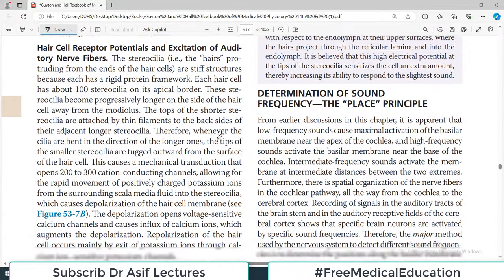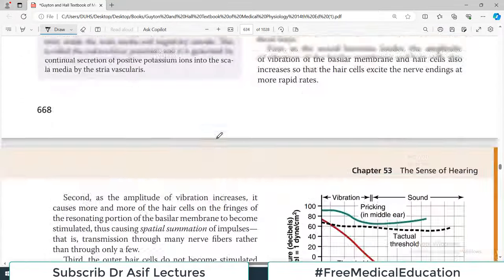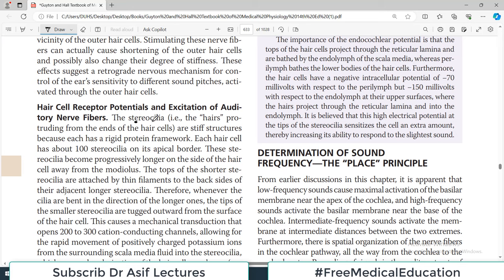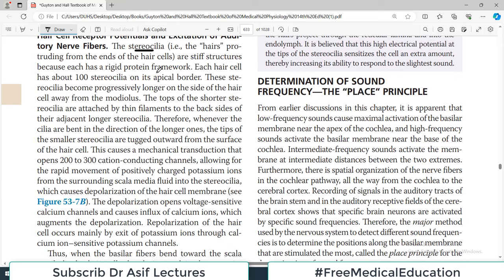Now, hair cell receptors. The next heading that is coming now, we will talk about action potentials, basically excitation. So the stereocilia are stiff structures because each has a rigid protein framework. Each hair cell has about 100 stereocilia on its apical border. These stereocilia become progressively longer toward the tall side.